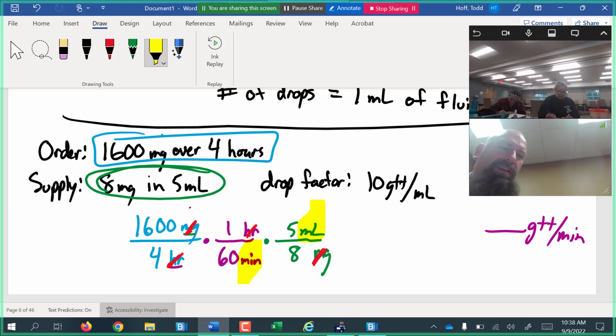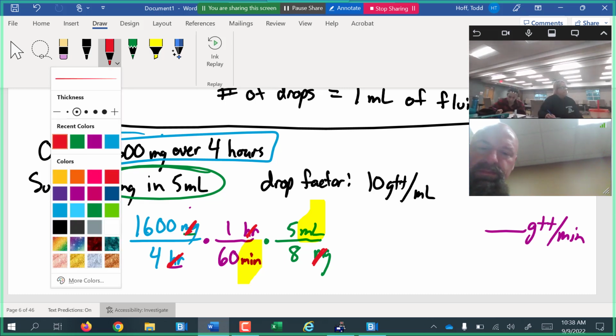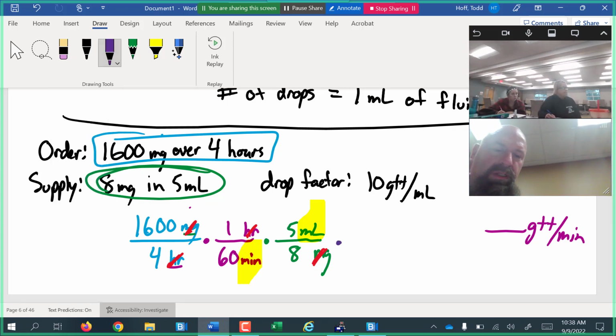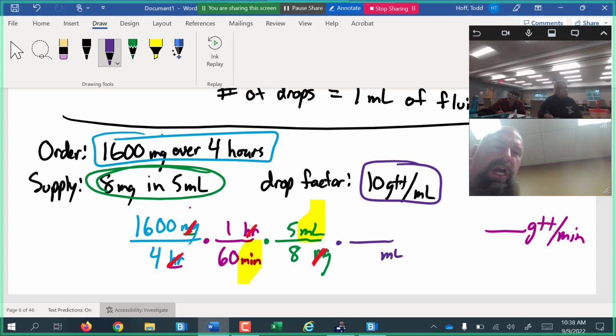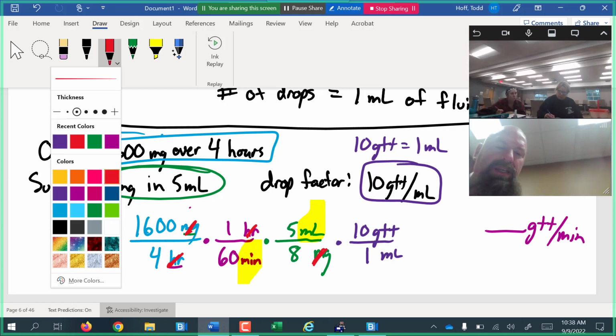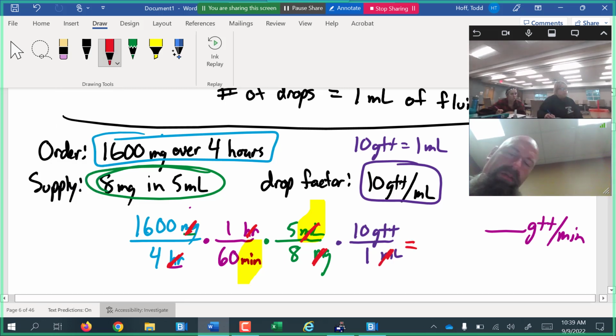We have the per minute we want, but we want drops per minute, so we need to get rid of the milliliters yet. I'm going to put milliliters on bottom here. The drop factor relates milliliters to drops. That drop factor of 10 drops per milliliter is an equivalency saying that 10 drops equals 1 milliliter. So we have 1 milliliter equals 10 drops. The milliliters cancel out, and now there's a little bit of calculating to do.